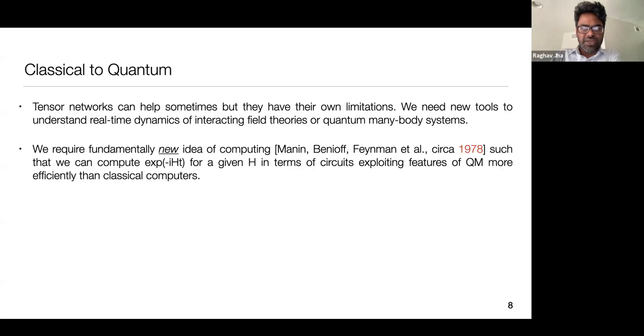So we need a new idea of computing, which was proposed by Manin, Benioff, and Feynman around 78. The basic idea was: suppose I have a given Hamiltonian, how can I exponentiate it? The entire quantum computing can be said, at least for physicists, to be that you prepare some state and you do time evolution. So how do you actually exponentiate this? This is an exponentially hard problem for a classical computer, because as you increase the system size, the H increases exponentially in the system size. So if I really want to exponentiate this operator for some Hamiltonian in the thermodynamic limit, it's completely hopeless for a classical computer.